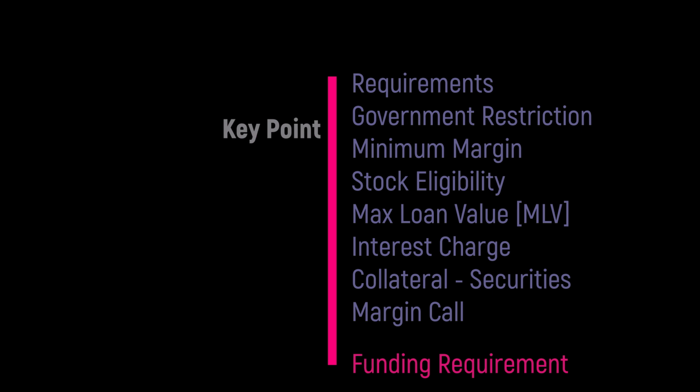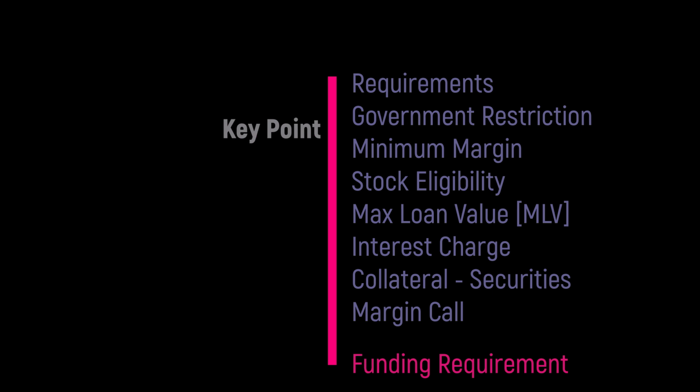Number 4 is stock eligibility, meaning the price of the stocks you buy can affect your available margin. Stocks trading below $5 might not be eligible for a margin account. Number 5 is maximum loan value, called MLV. Your brokerage firm determines the maximum amount you can borrow. Number 6 is interest charge, meaning you will pay interest on the funds you borrow for margin trading. Number 7 is collateral. The stocks you buy are used as collateral for the loan.